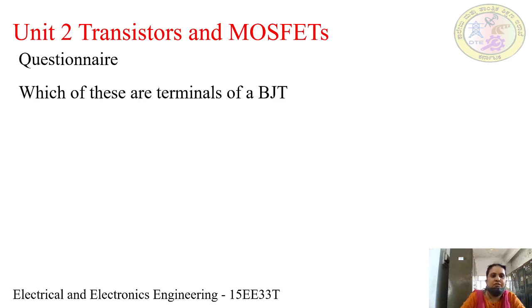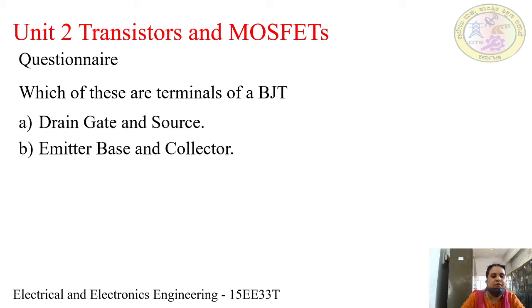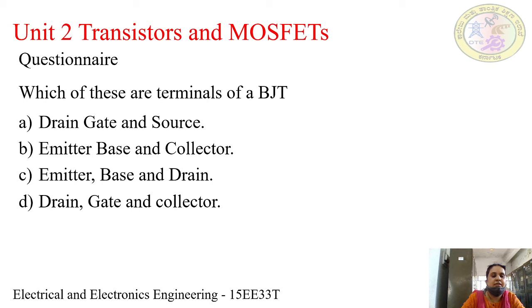Which of these are the terminals of the BJTs? Option A, drain, gate and source. Option B, emitter, base and collector. Option C, emitter, base and drain. Option D, drain, gate and collector. I'll wait for 2 seconds. The students who have understood will know the answer. What are the terminals of the BJTs? Transistor terminals. All of you will have the idea.